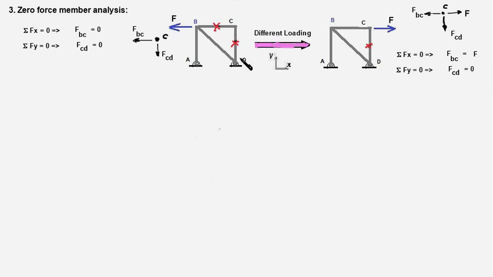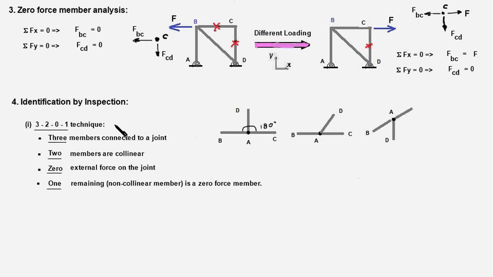So with the change in the loading pattern, we notice that this member, a zero force member, has now become a load bearing member, and it goes to prove that a zero force member should not be considered a redundant member. It becomes a load bearing member under a different loading pattern, right? Now we move on to learning the rules for identifying zero force members in a truss.